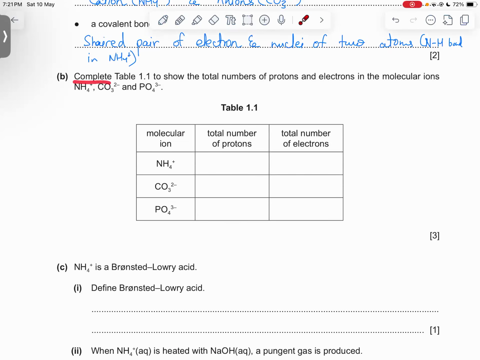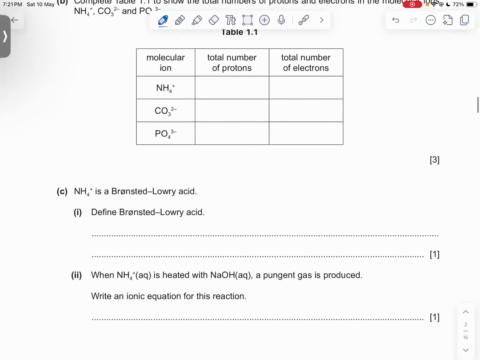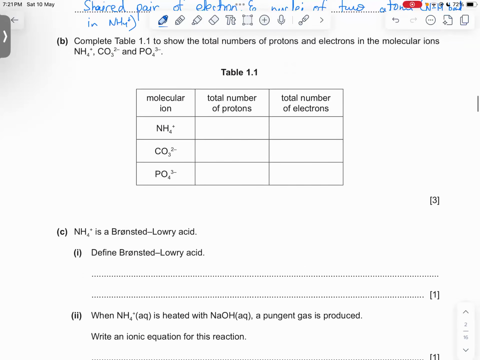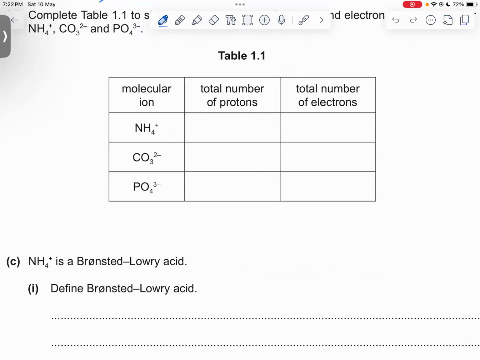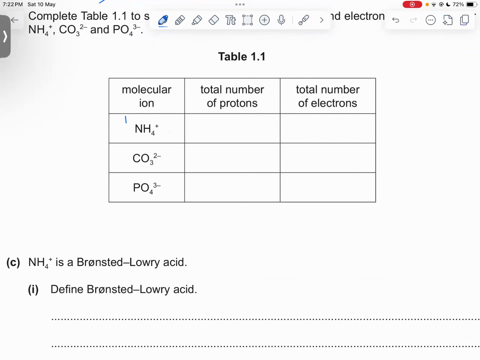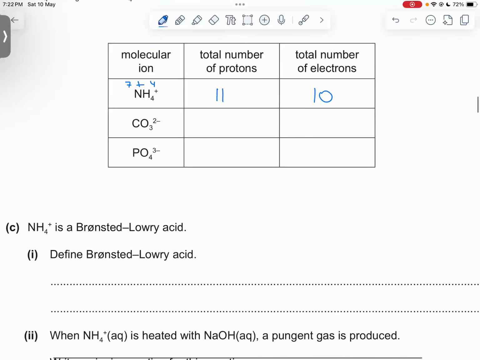Moving on to the next question, complete table 1.1 to show the total numbers of protons and electrons in the molecular ions NH4 plus, CO3 2 minus, PO4 3 minus, and so on. All right, so in NH4 plus, how many electrons would there be? Because it means plus 1, so however many total number of protons it has, plus 1 would mean it has one less electron, right? So if it contains 7 protons because of nitrogen and 4 protons because of hydrogen, so it has 11 protons in total. It should have 10 electrons, right? Because that is why it has a plus 1 charge.